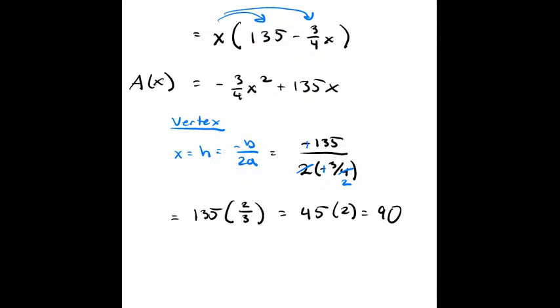and then the max area, which is going to be our y value at the vertex, which is going to be k, all we do is do f of h, whatever answer we just found, right? So then that's going to be f of 90, right? And I think I'm going to just use my calculator for that part.